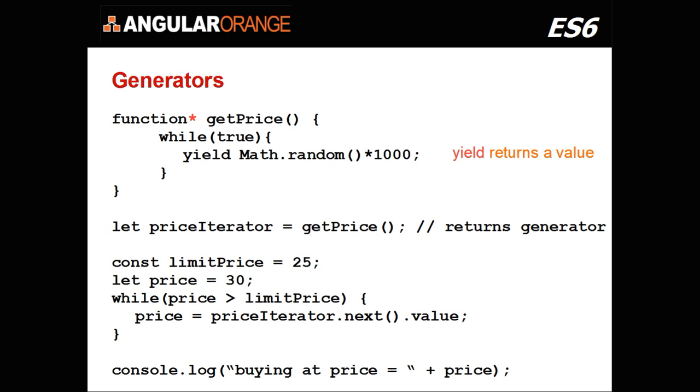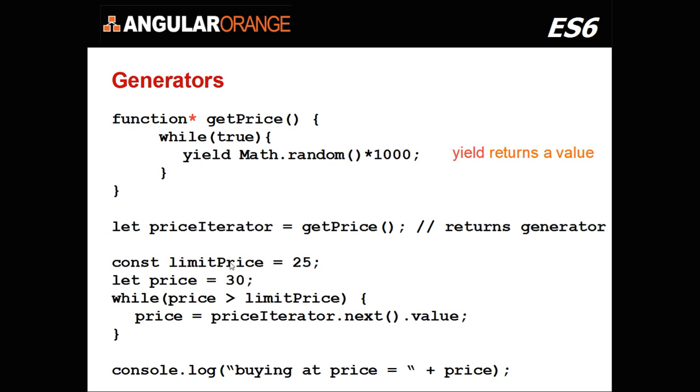Okay, yield can return a value, so you could run pieces of your application getting values, and when the value reaches a certain threshold, you can use that value. So here's a generator called getPrice, and while true, we yield a random number. So this is going to get called over and over and over again. Each time the random number is going to get executed every time we invoke the next operator. So we use getPrice to generate the iterator.